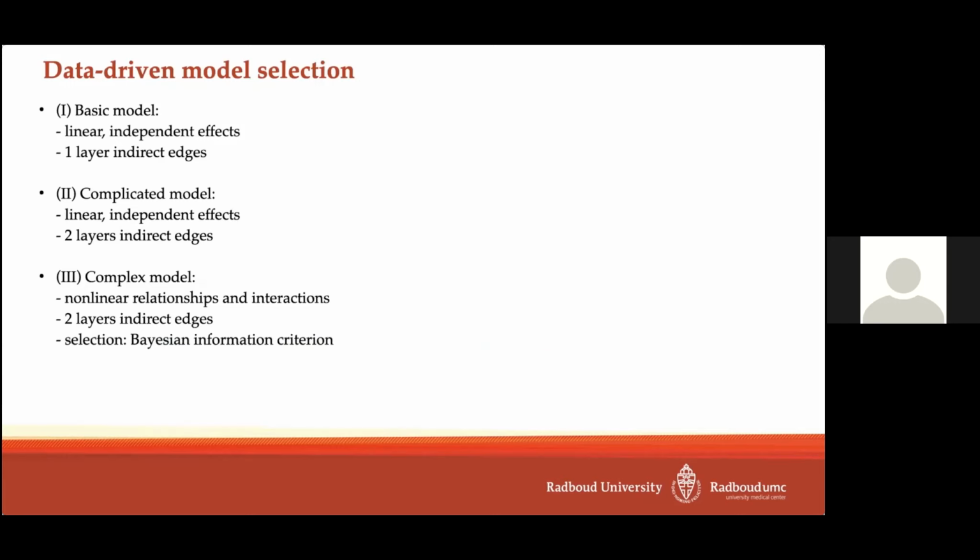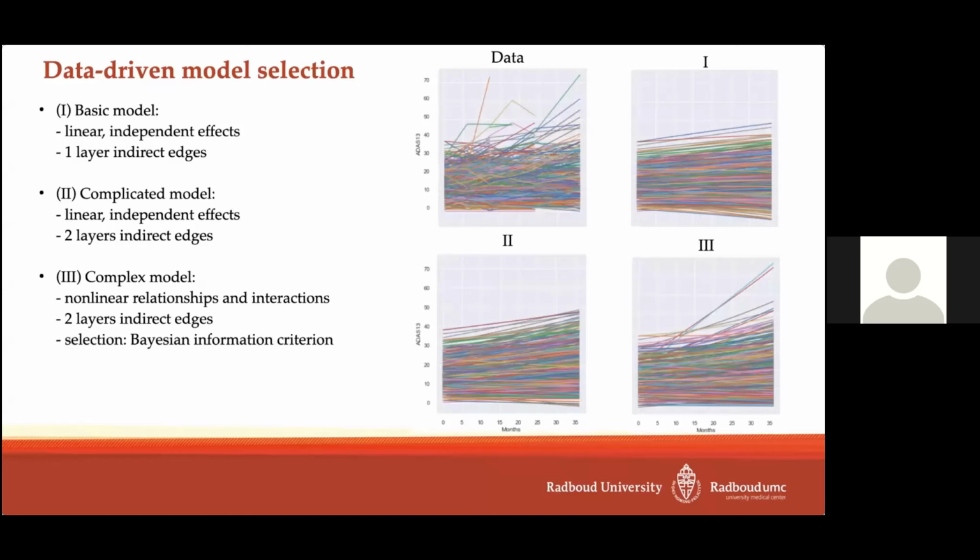And three, a complex model where we allow nonlinear relationships and interactions, two layers of indirect edges, and then manually pruned the model using the Bayesian information criterion. Now here we can see the plots of 3 years of simulation data. And this is the ADAS scale, so higher is more cognitive dysfunction.